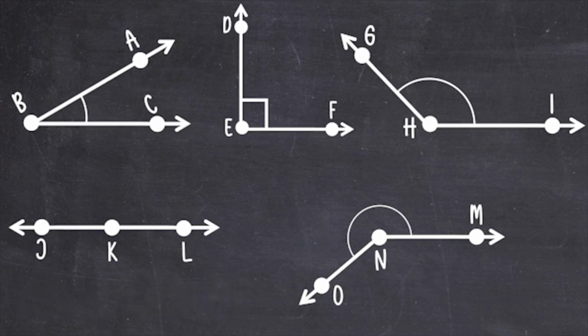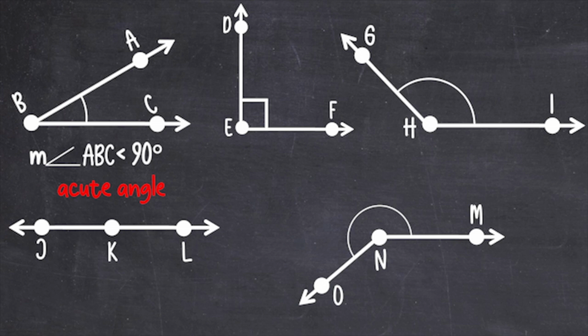In geometry, we categorize angles into different groups. If an angle is less than 90 degrees, like angle ABC, then we call that angle an acute angle. If an angle has 90 degrees, like angle DEF, then we call that angle a right angle.